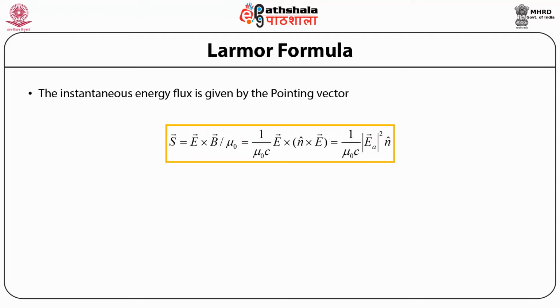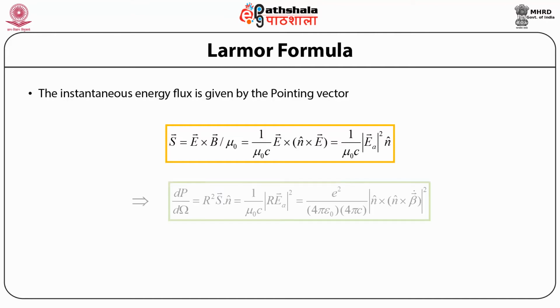The instantaneous energy flux is given by the Poynting vector S equals E cross B divided by mu naught, which equals 1 divided by mu naught c into E cross (n cap cross E), equals 1 divided by mu naught c into mod E square n cap. This is the power radiated per unit area along the radius vector.